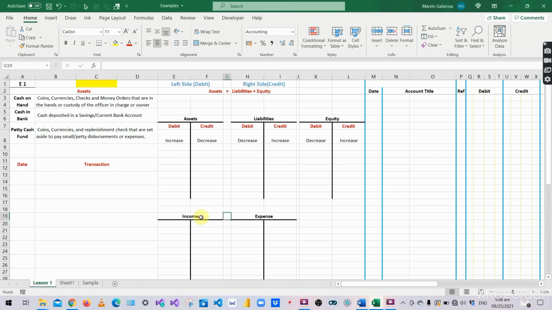Paano naman si income saka si expense? Kasi pag tinignan mo itong accounting equation, hindi mo siya makita dito. Paano yung magiging treatment mo sa kanya? Pareho ba ng assets or ng liabilities or kapareho ng sa equity? Para malaman natin, define muna natin ulit si income saka si expense.